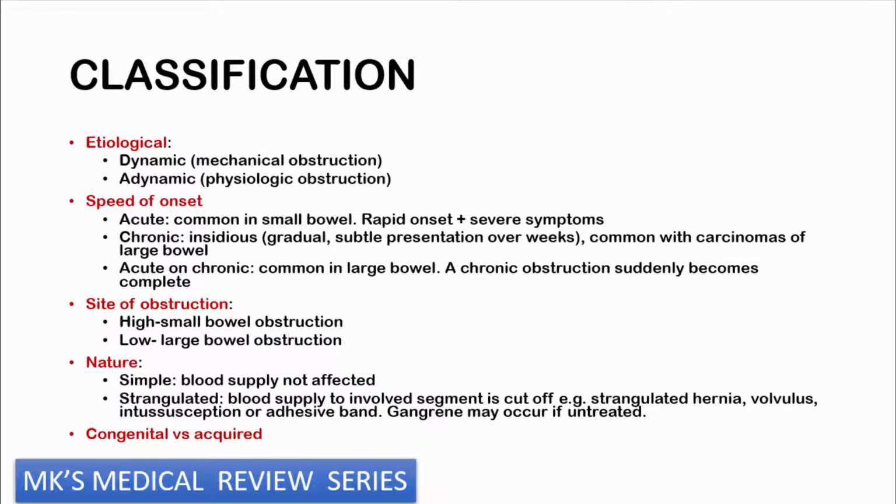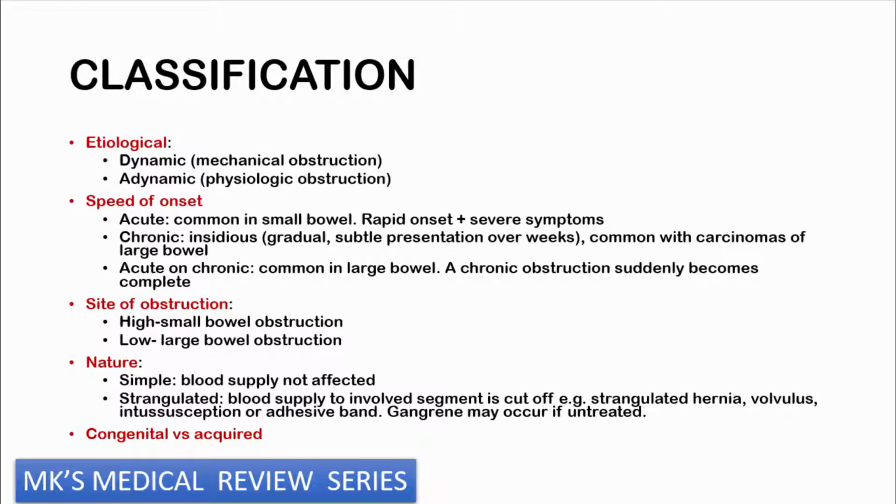Then, according to the speed of onset, intestinal obstruction can be classified as acute, chronic, as well as acute on chronic. So acute is much more common in the small bowel, and it's going to be having a rapid onset, and they're going to be very severe symptoms. Chronic is usually insidious. It will have a gradual and subtle presentation over weeks, and it's much more common with carcinomas of the large bowel. And then acute on chronic is also common in the large bowel, where a chronic obstruction suddenly becomes complete.